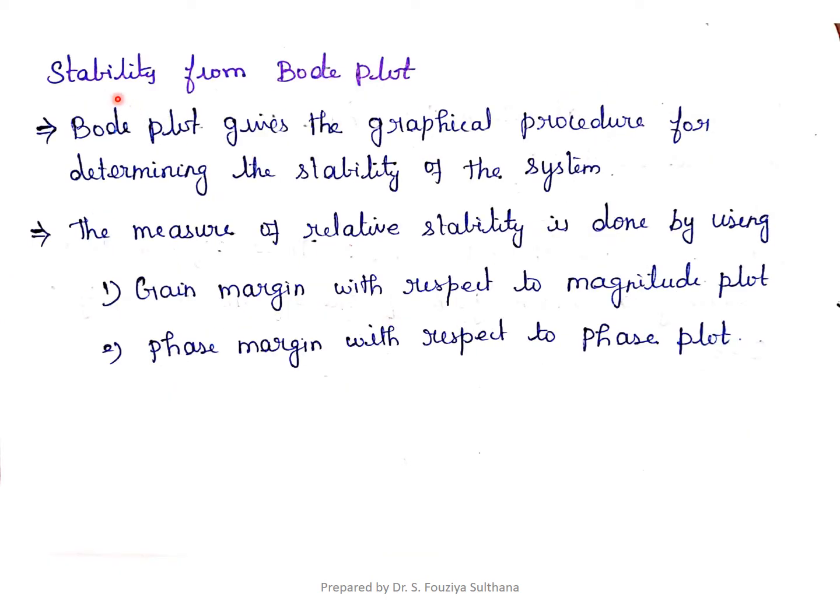How can we calculate the stability of the system by using the Bode plot? Actually, the Bode plot gives a graphical procedure for determining the stability of the system. So, by using the Bode plot, we can find the absolute and relative stability of the system. The measure of relative stability is done by using gain margin with respect to the magnitude plot and phase margin with respect to the phase plot.